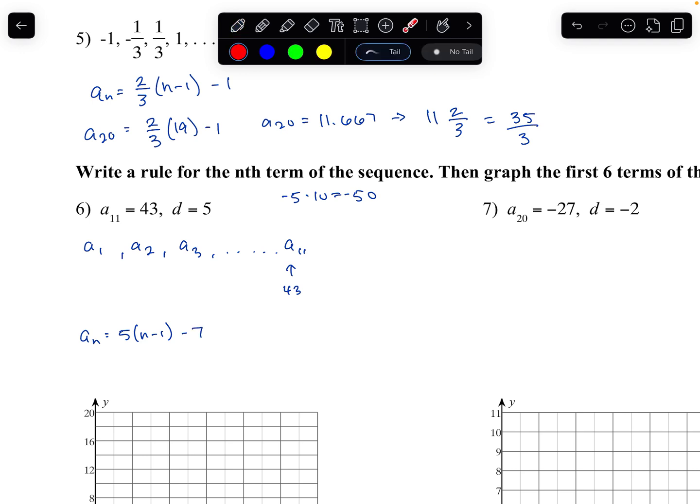If you want to verify that this is the correct rule, you can plug in 11 for the 11th term. If you plug in 11, that's going to become 10. 5 times 10 is 50, minus 7, which is 43. So the rule does work for that.